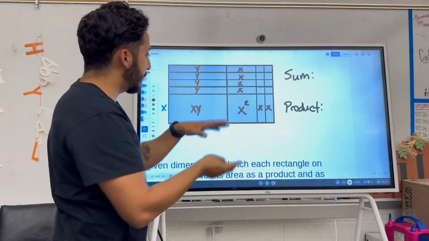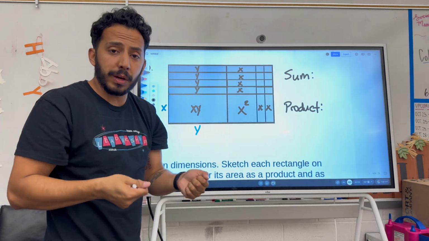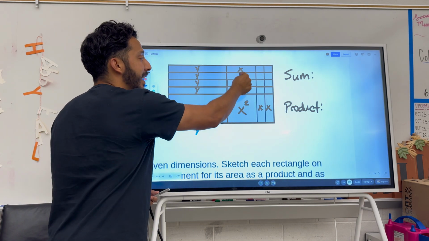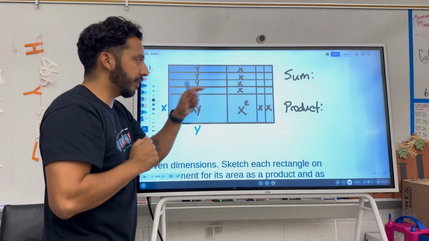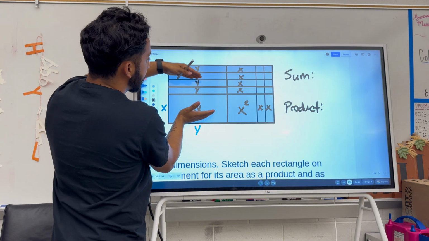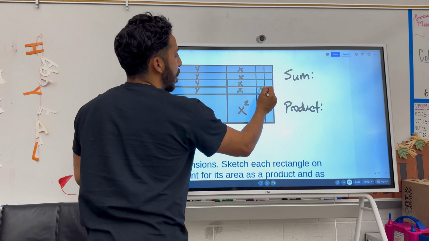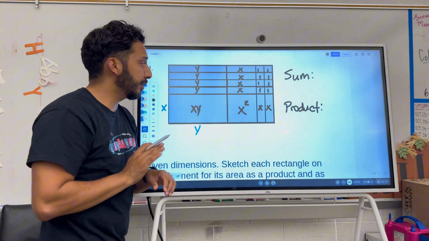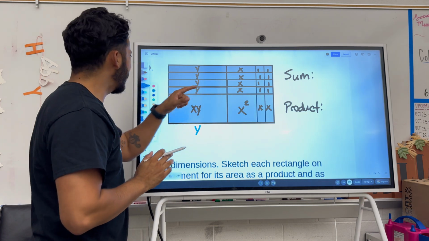Again, if you're having trouble with this, build this. Have the tiles out in front of you. Build it right now. Make sure you notice the only tile that will fit on X squared are the X tiles. The only thing above our XY tile in this case is going to be those Y tiles. Don't forget all of those unit tiles there. Really, really important. All right, I think we can do the sum now.